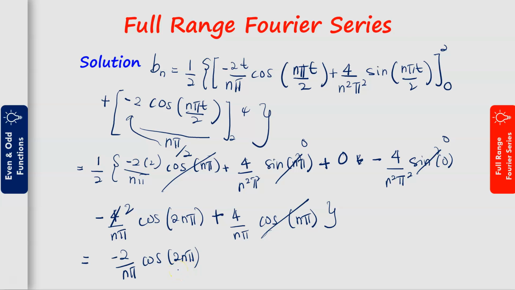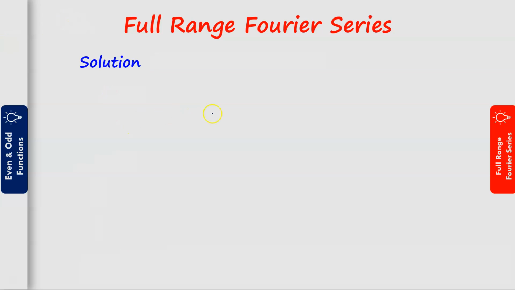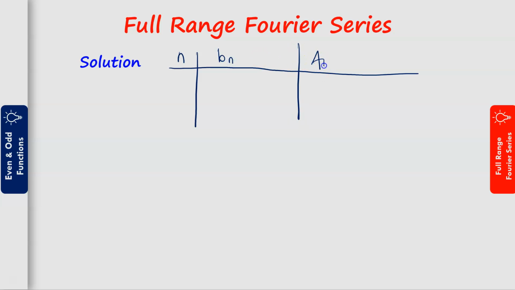And then class, we need to find the pattern of the Bn. We form a table here, with n and then our Bn. The answer for this Bn, when n equals 1, we have Bn negative 2 over n pi, so negative 2 over pi, cos 2 n pi. So cos 2 times 1 times pi, we have cos 2 pi. And understood, since 2 pi is an even multiple, cos 2 pi will be equal to 1. So the answer here is negative 2 over pi.